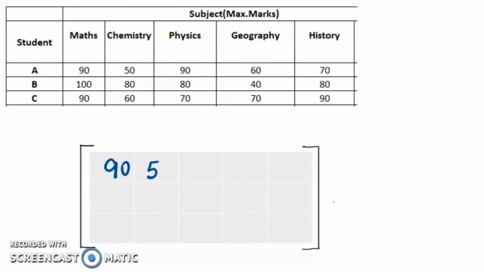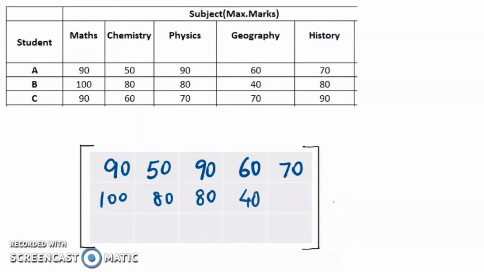90, 50, 90, 60, 70, 100, 80, 80, 40, 80, 90, 60, 70, 70 and 90. So here we can see that our rows represent the students.